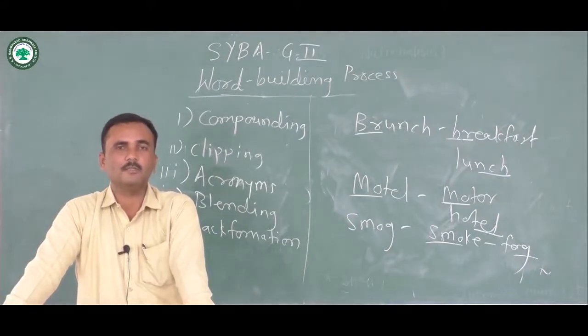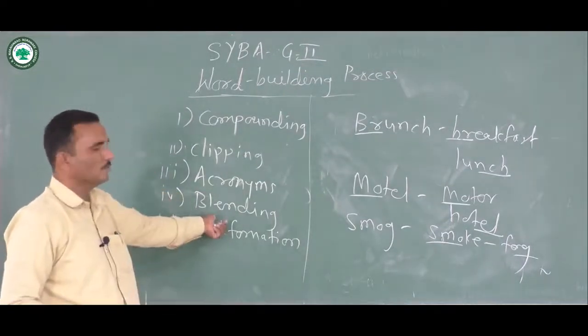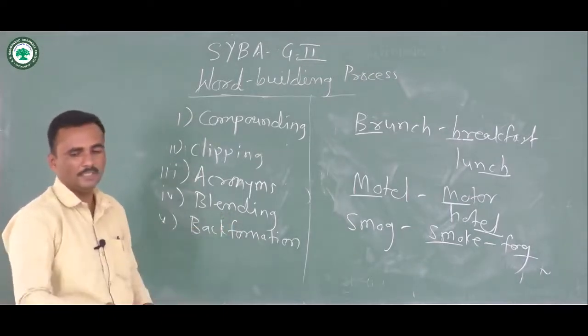Same is the case with Saifina, that is the blending of Saif Ali Khan and Kareena Kapoor. Then Misha, that is the blending of Mira and Shahid Kapoor. So this process, which brings together two different parts of words to form a new word, is to be called blending.